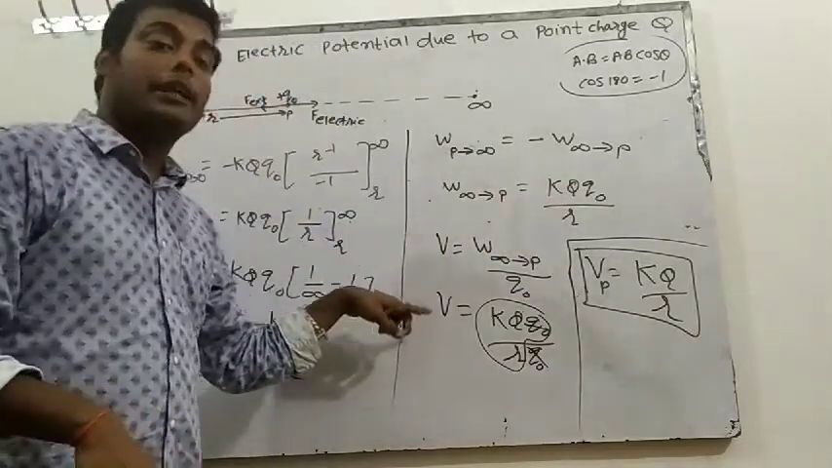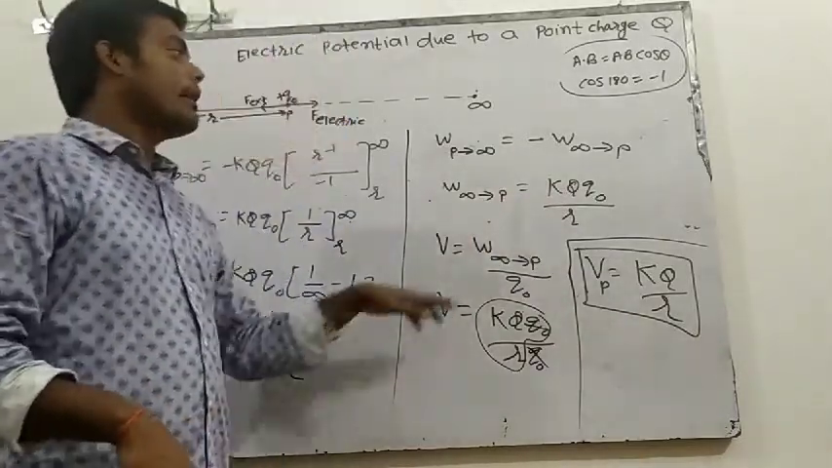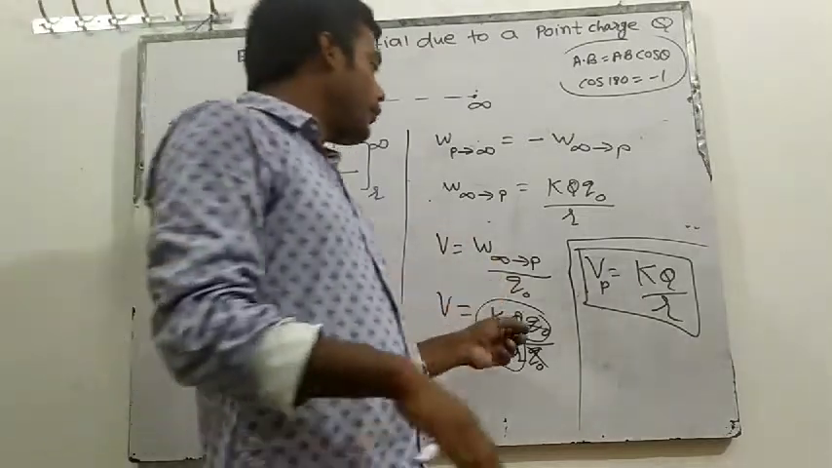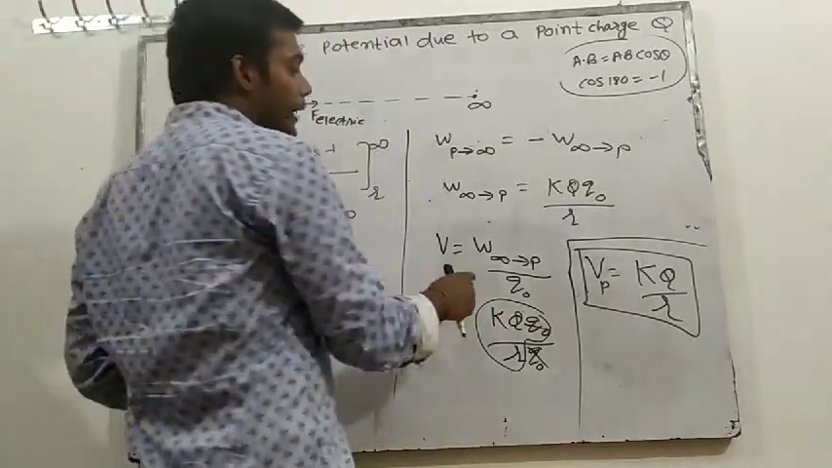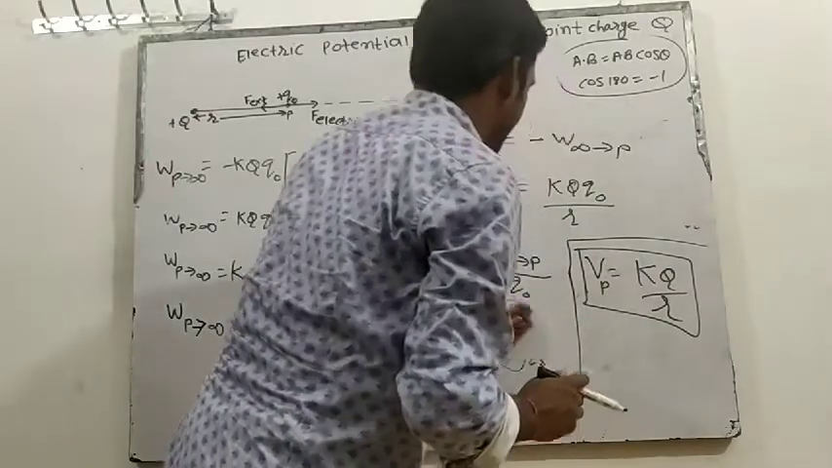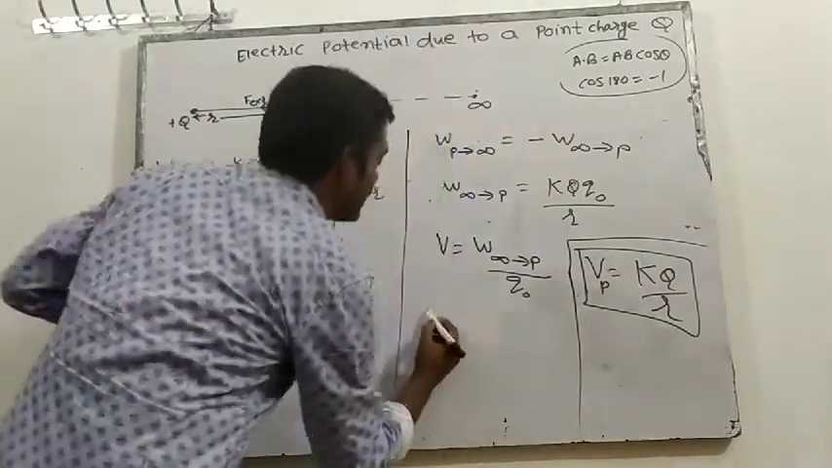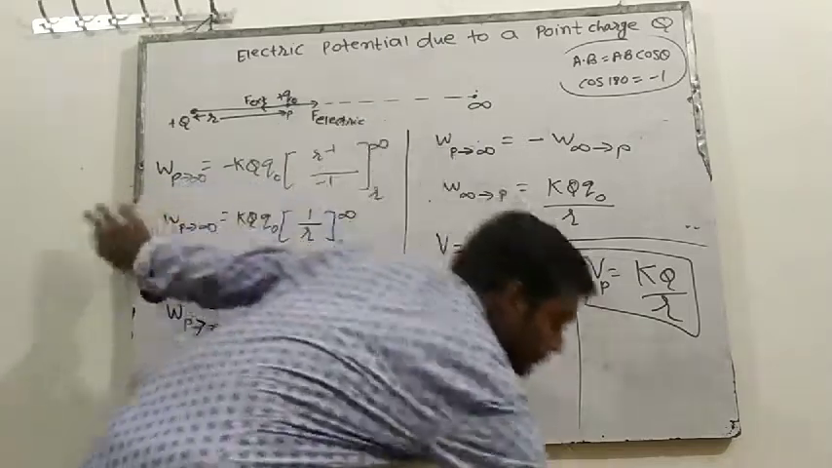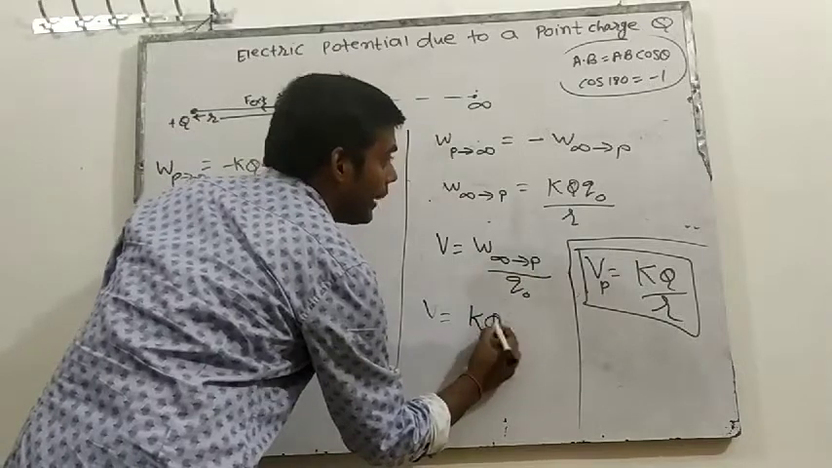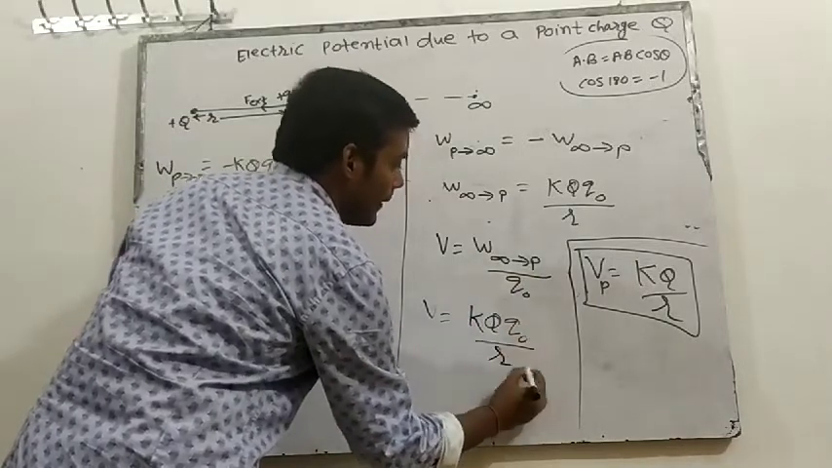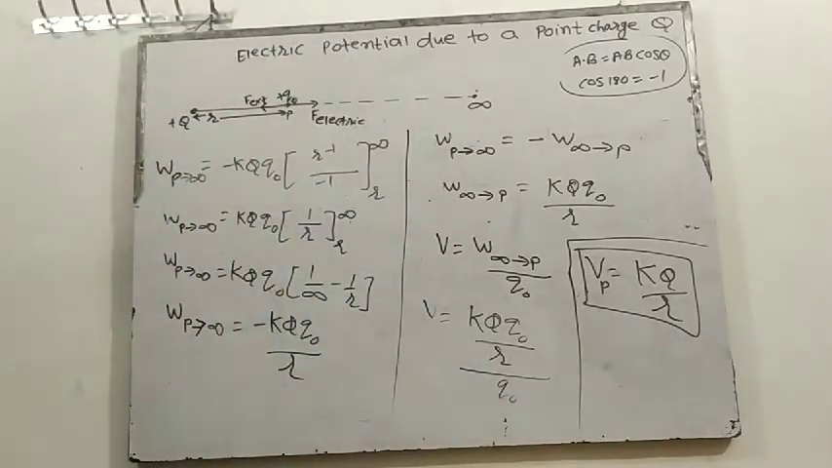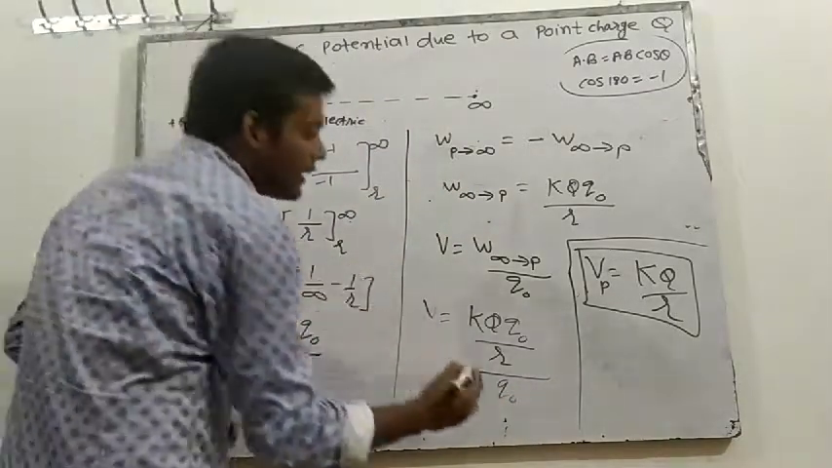Now we have to find potential. Potential is work done by the charge, so work done from infinity to P divided by Q naught. That is potential. You can understand this like this also, if you are not understanding this step. Potential is work done from infinity to P divided by Q naught. What is work done from infinity to P? K Q naught by R, divided by Q naught.